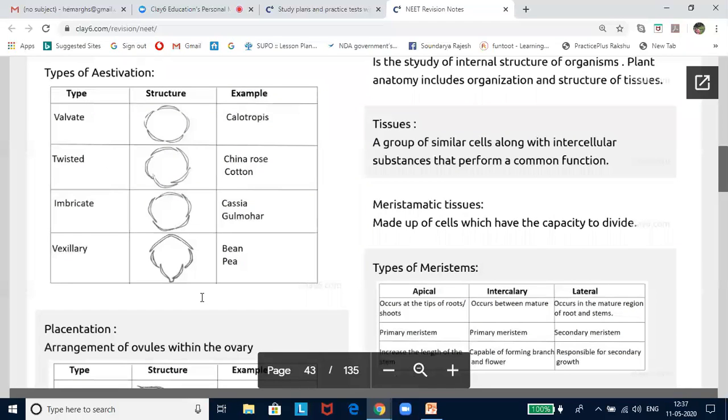This is also important because for your theory, you might have practiced drawing for calyx and corolla, the different kinds of estivation.